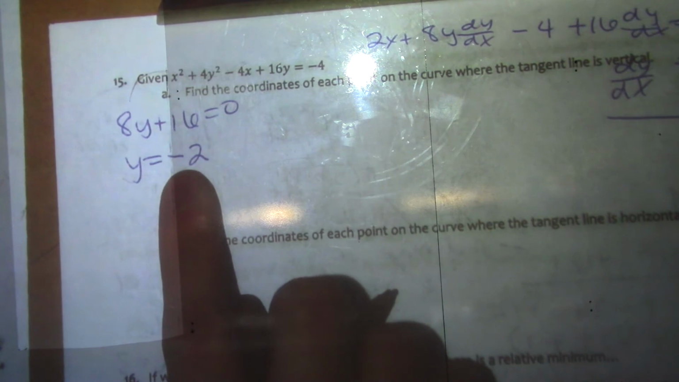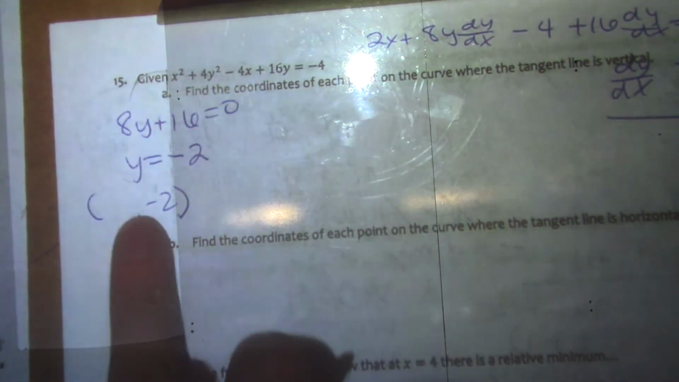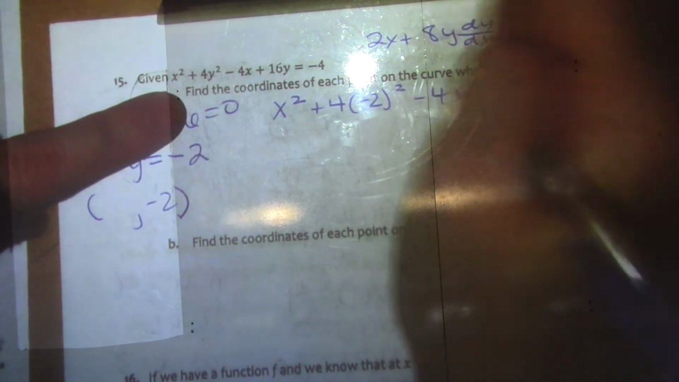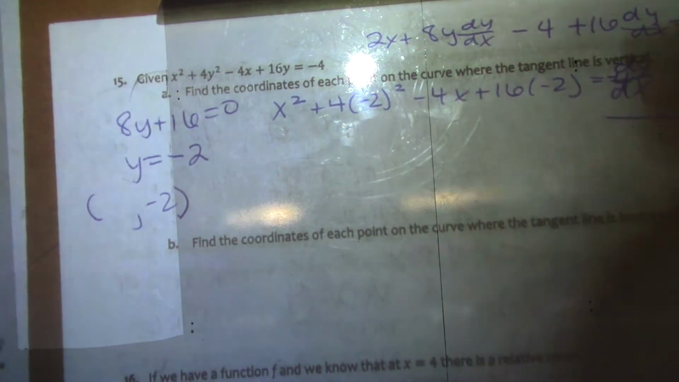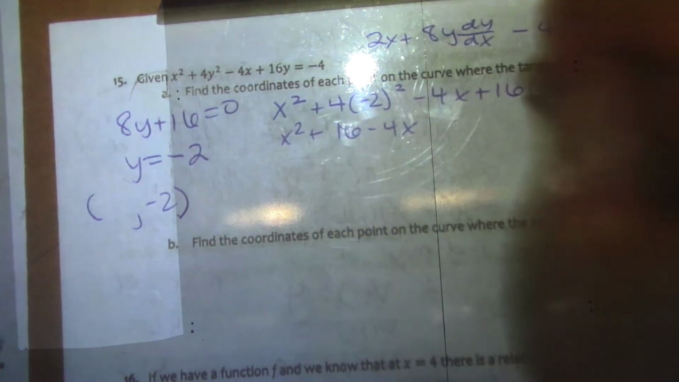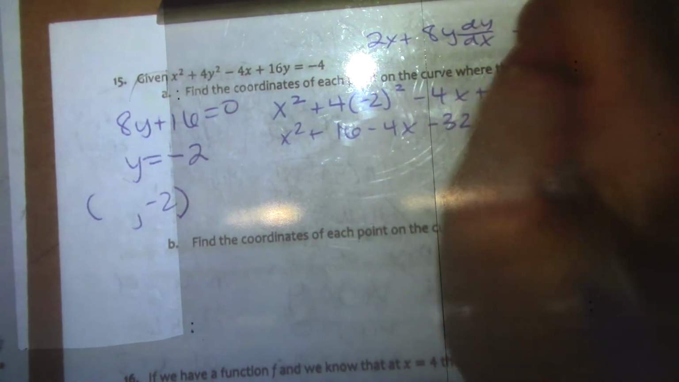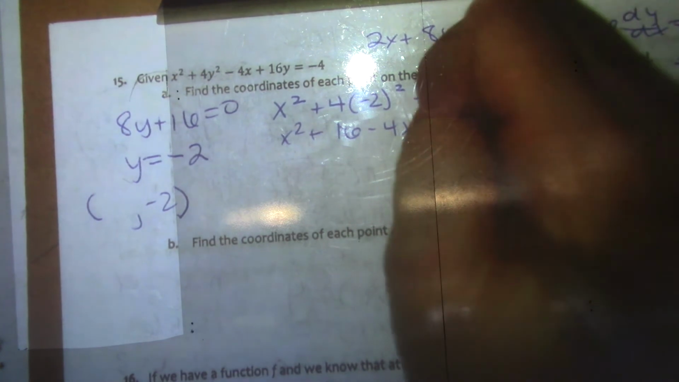Now I need to find the x value that goes with that, so I'm going to plug in and find the matching x value. Plugging in y equals negative 2: that is 4, which is 16, that is minus 32 equals negative 4. That becomes negative 16. Add over, that's negative 12 equals 0. Now I factor, that's x minus 6, x plus 2. So x equals 6 and negative 2, with the same y value. So 2 points right there.